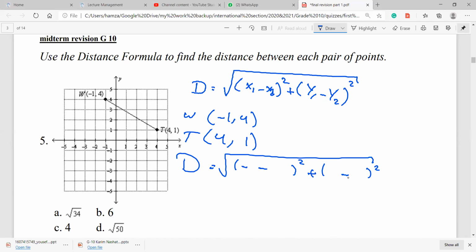So negative 1, 4, 4, and 1. You can use your calculator to find the answer. It will be square root of negative 1 minus 4, which is negative 5, 5 power 2 is 25. 4 minus 1 is 3, 3 power 2 is 9. So the answer will be root 34, which is about 5.8. Any questions, guys? So copy this formula.